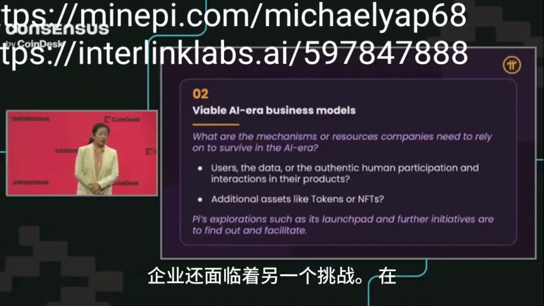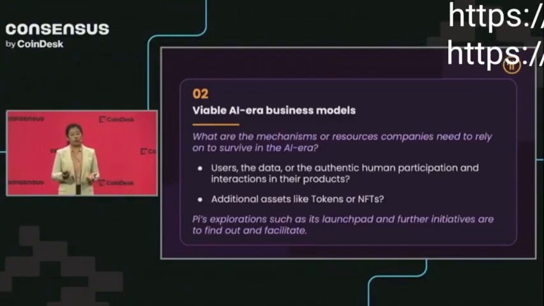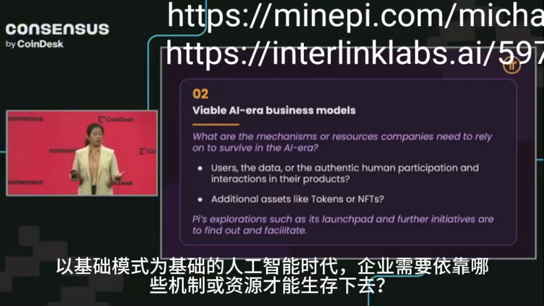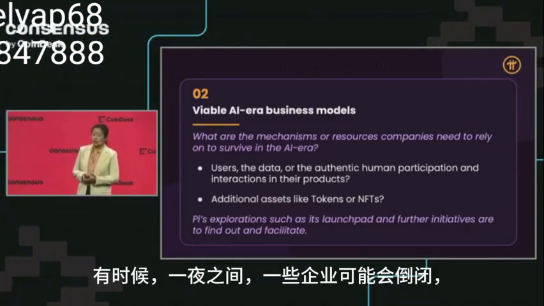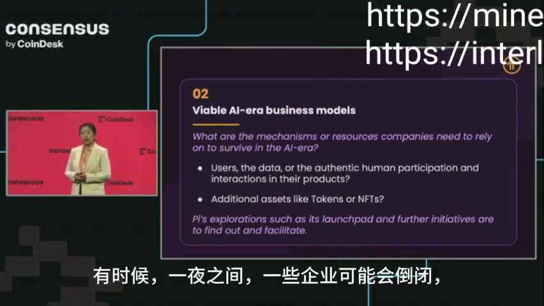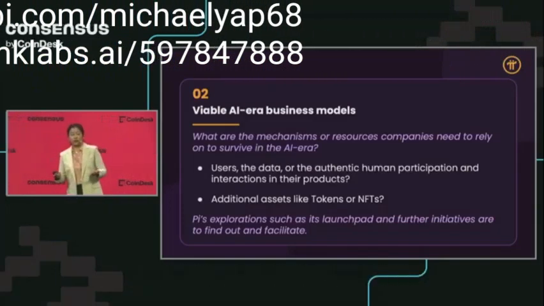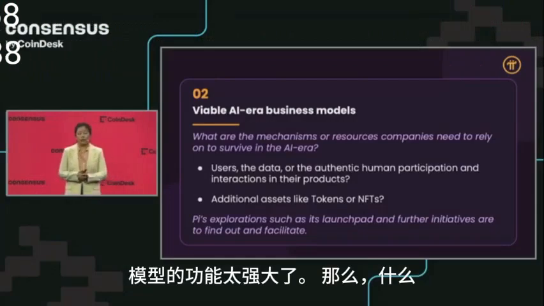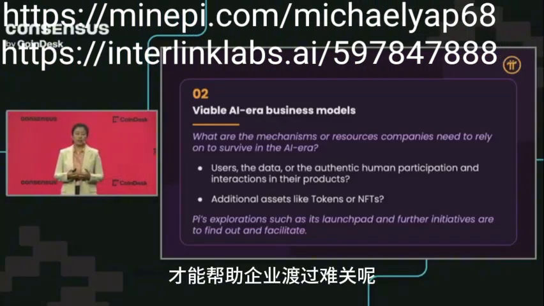Another challenge is faced by businesses. What are the mechanisms or resources companies need to rely on to survive the AI era? With the foundation model, sometimes overnight it can throw some businesses out of business, render some services useless, because foundation models are so capable. And what is the thing that can help businesses survive this?